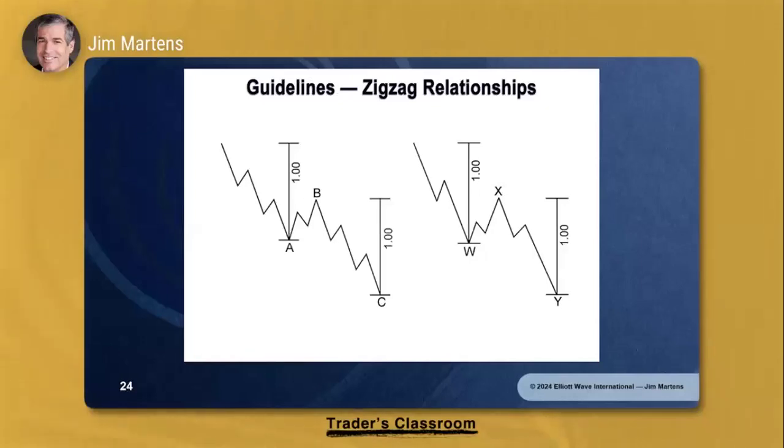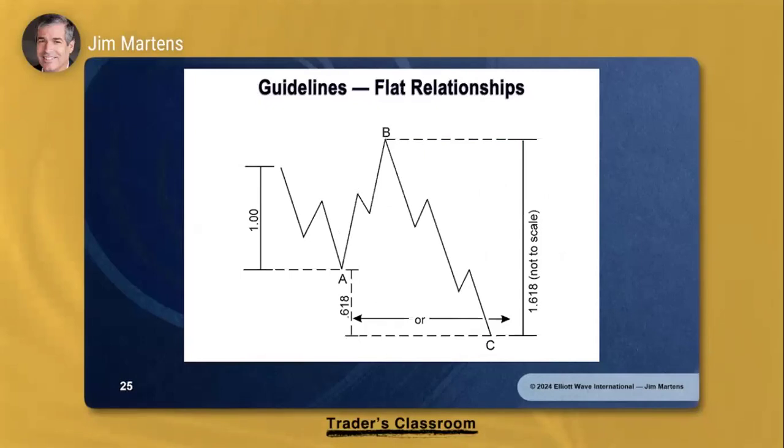We also look at internal relationships within the correction. Here we're looking at a zigzag, 5-3-5. Wave C in a zigzag often travels the same distance as wave A. And if a single zigzag does not finish the correction, say a double zigzag, as shown on the right, we'll look for the second zigzag to travel a similar distance as the first. In a flat correction, wave C is also often related to wave A by a Fibonacci multiple.